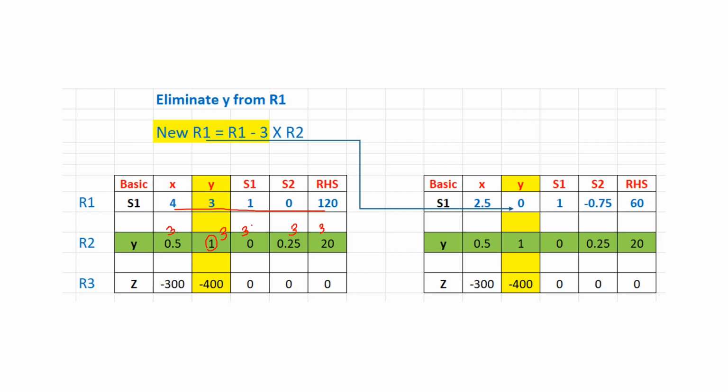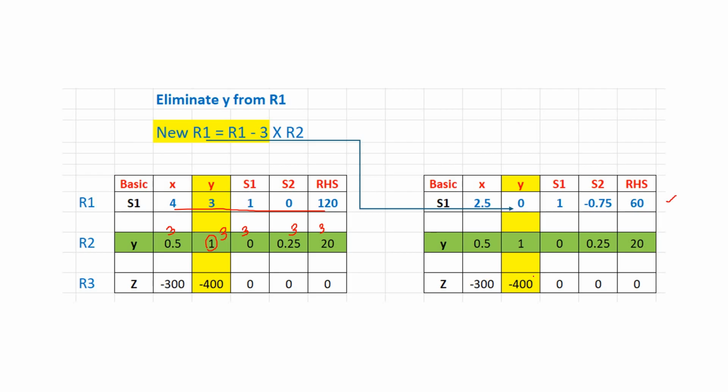Then 1 minus 3 into 0 is 1. Then here if you multiply 3 into 0.25, that is 0.75. 0 minus 3 into 0.25 is minus 0.75. 120 minus 3 into 20, it is 60. So now this is also okay.